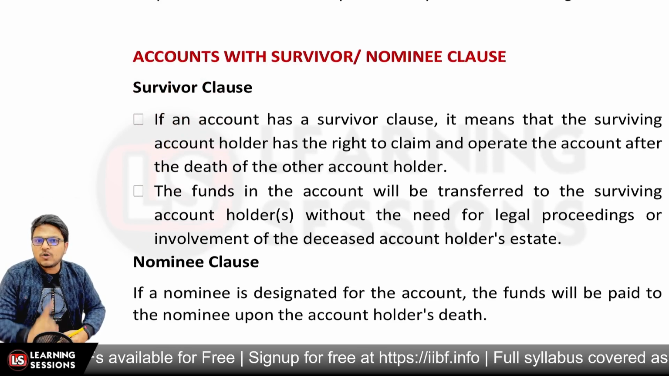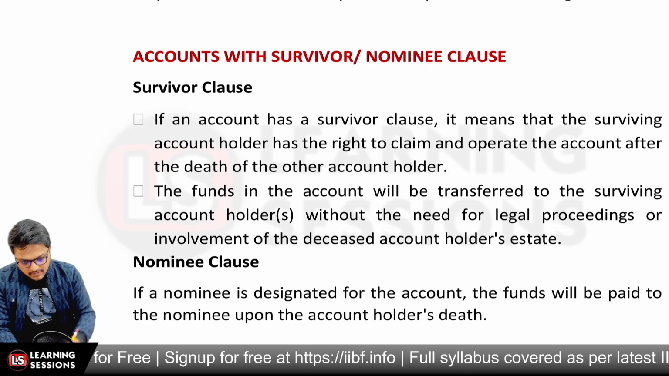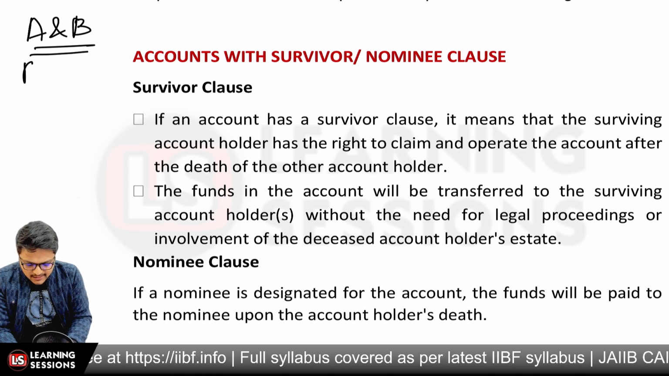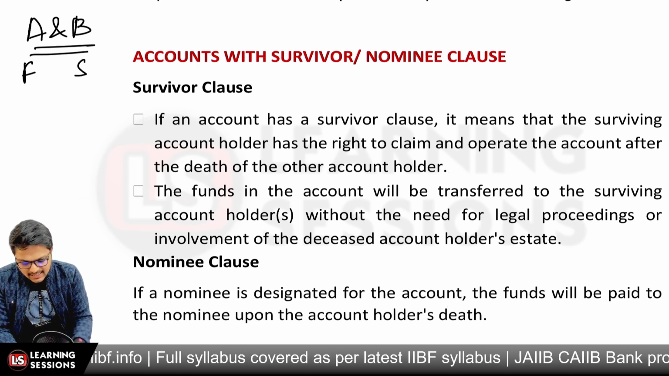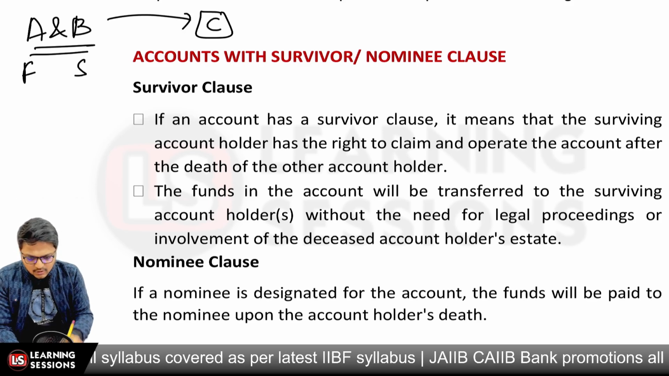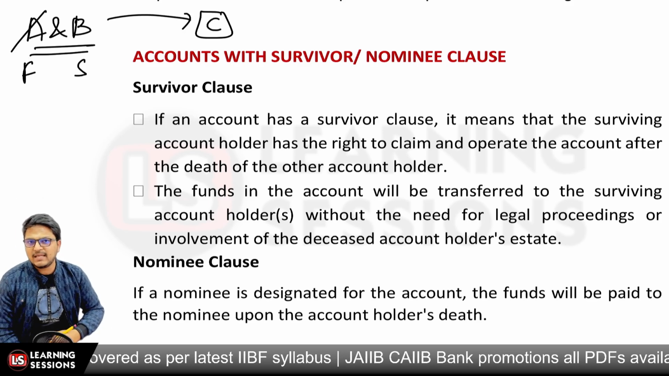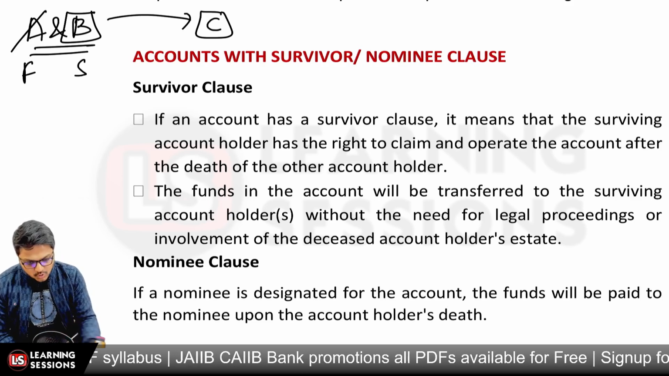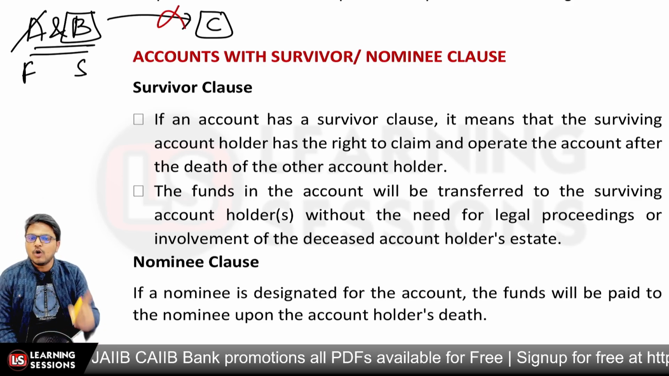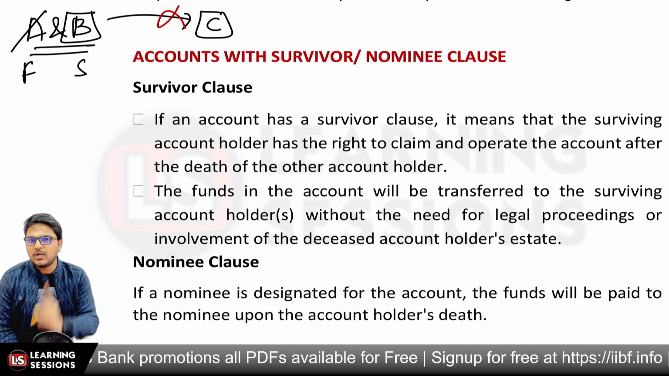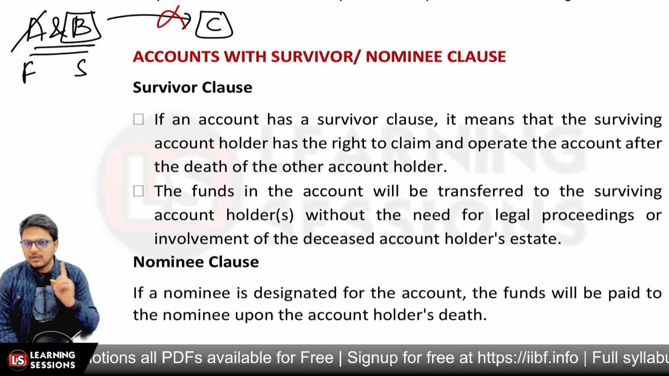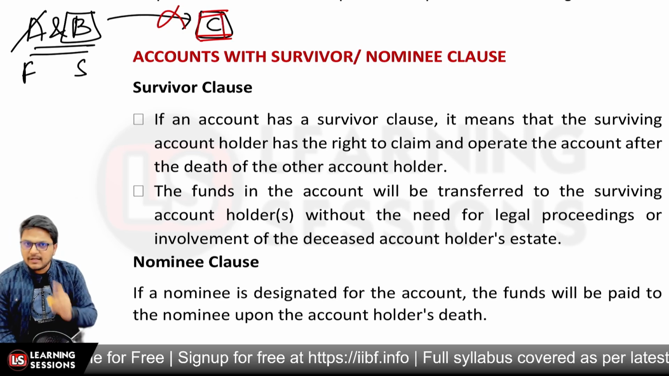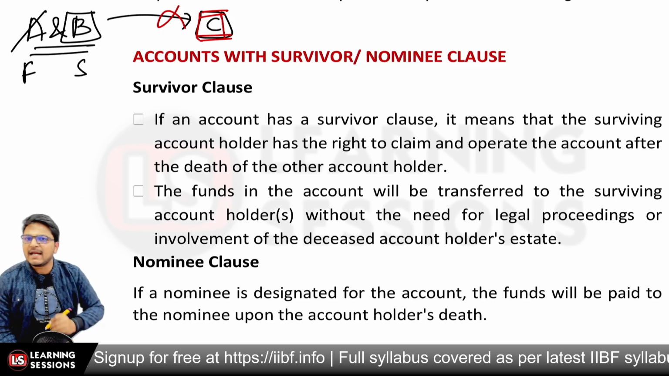First of all, accounts with survivor or nominee clause. So when you're having the survivor clause, let's say A and B are having the account, where A is former and B is survivor. Let's say they have made C the nominee, and A is now deceased. In that scenario, where the survivor is present, there is no role related to the nominee. The nominee will come into the picture only if all the account holders are deceased. Otherwise, there is no role related to the nominee.